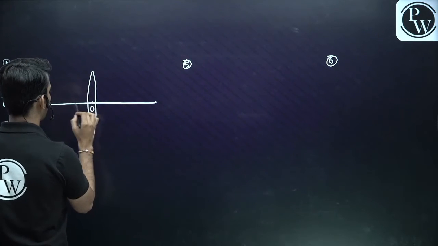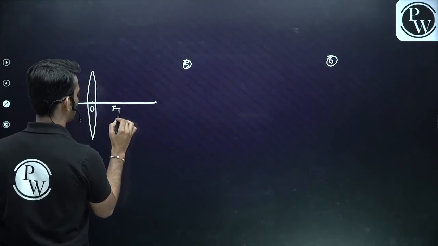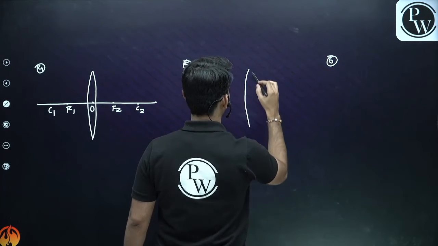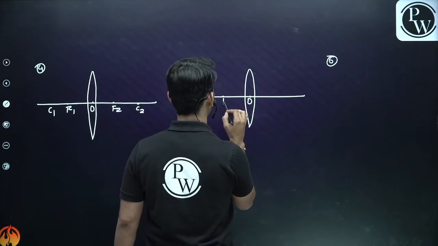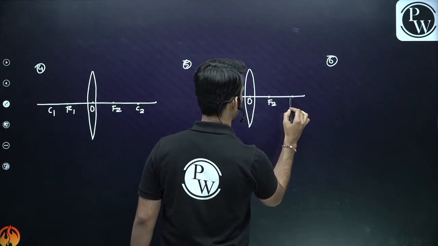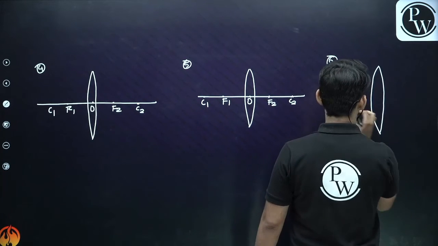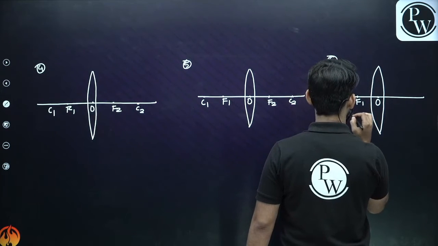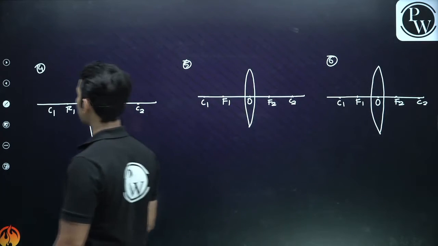This is O, this is F1, this is C1, this is F2, this is C2. Okay. Draw one more lens like this. Optical center, this is F1, this is C1, this is F2, this is C2. One more lens like this. Okay, so this is O, this is F1, this is C1, this is F2, this is C2. Clear? Okay, now we are done with the lenses.